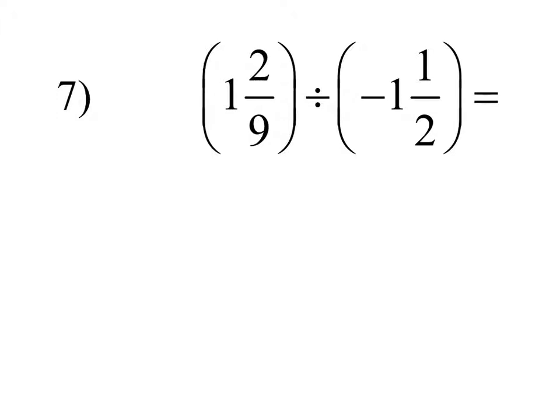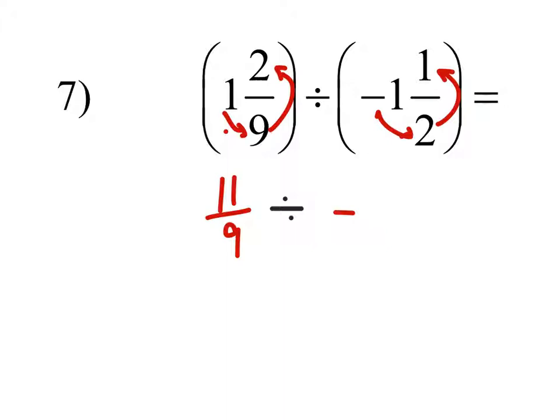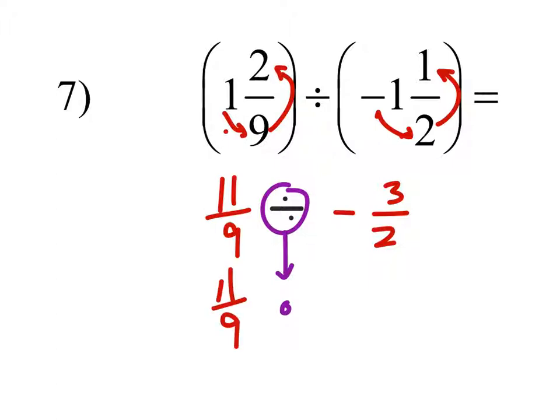Now let's look at this fraction division stuff. So again, we're going to change these into improper fractions. 1 times 9 is 9, plus 2 gives us 11/9, and this is divided by negative 1 times 2. We can ignore the negative and just change this, knowing that it's going to be a negative. 1 times 2 is 2, plus 1 is 3, so we have 3/2. Now hopefully you guys remember, we don't usually divide fractions, we usually multiply them. And to do that, we're going to change the divisor here into its reciprocal. So that would be negative 2/3 now.